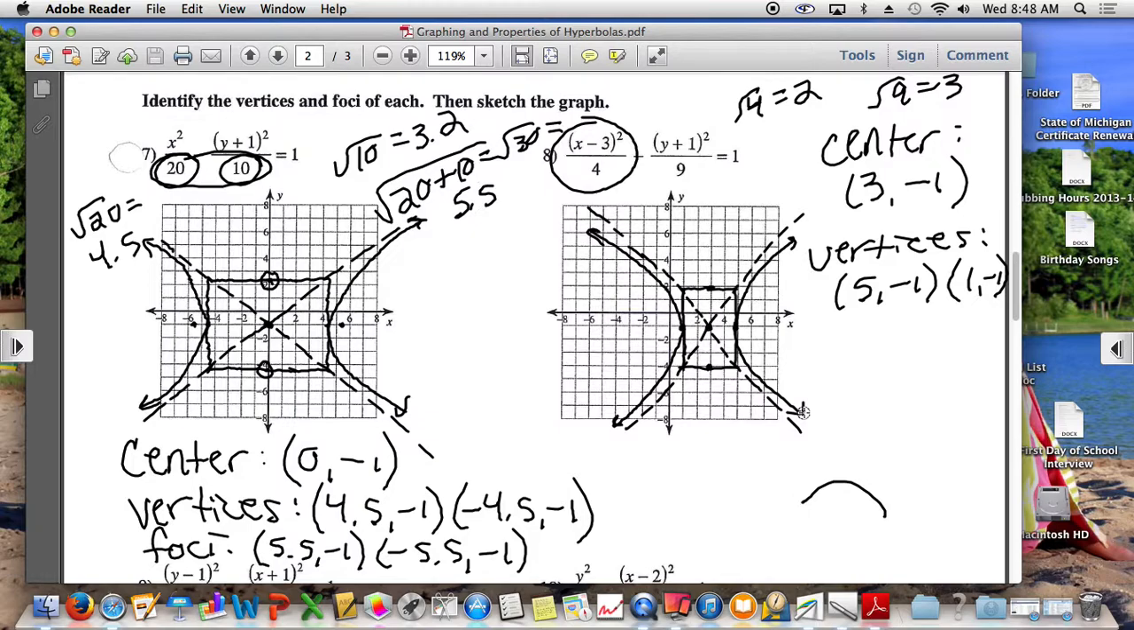The only thing that we have not done yet is find the foci. How do you find the foci? You take the bottom denominators, you add them together, and you find the square root. So 9 plus 4 is 13. We are actually taking the square root of 13. The square root of 13 is equal to 3.6.